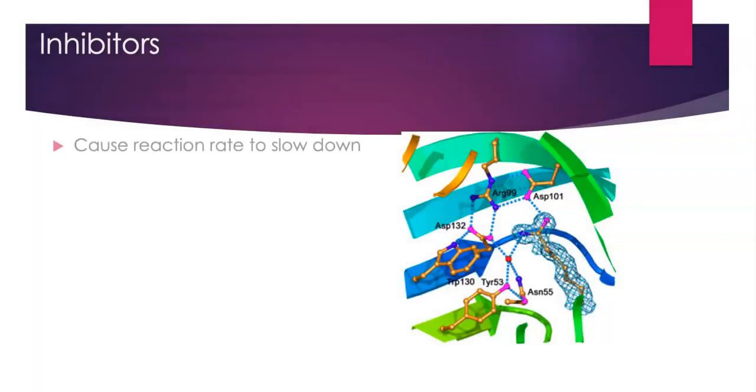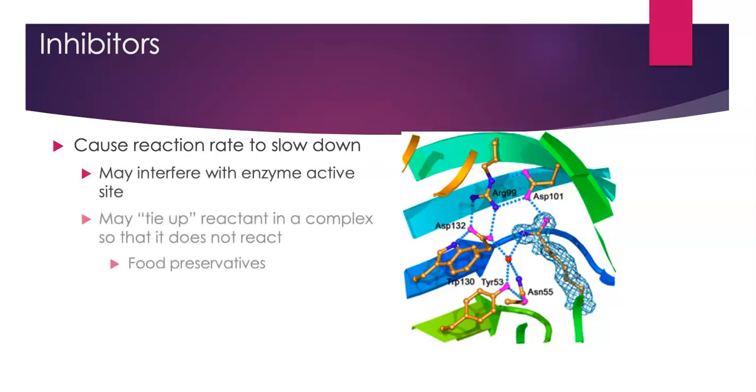Now we can also have inhibitors. Inhibitors cause reaction rates to slow down because they inhibit the reaction, and these can be biological in nature as well. They may interfere with the enzyme active site or tie up the reactant in a complex so that it doesn't react. This is how food preservatives work, and they can be very interesting. There's a lot of interesting drug design and research going on in this area.